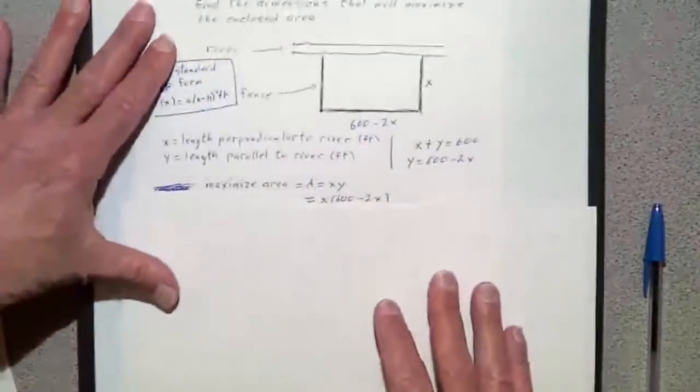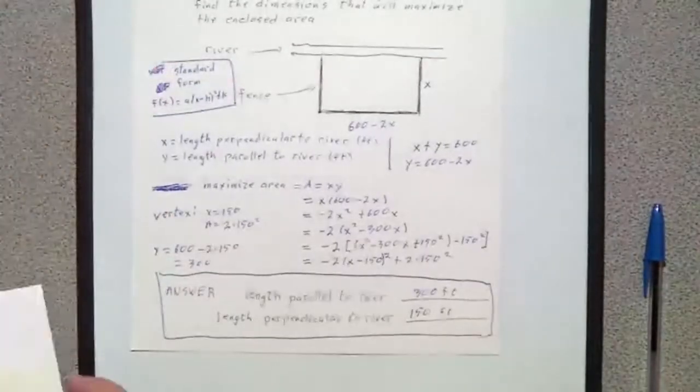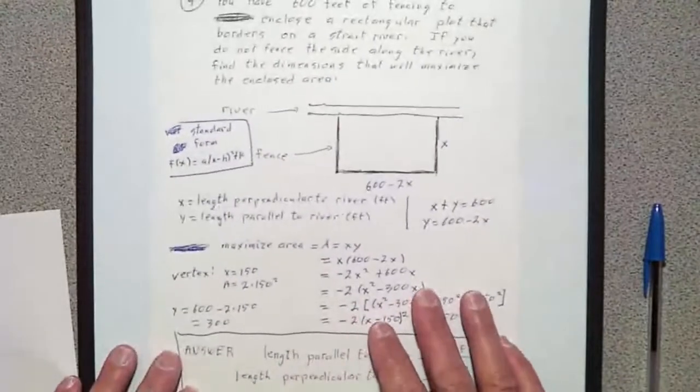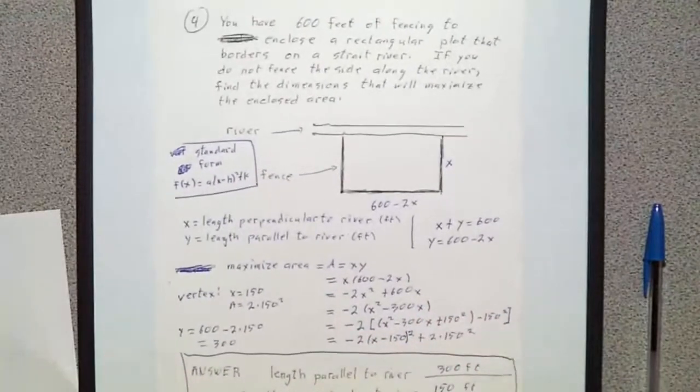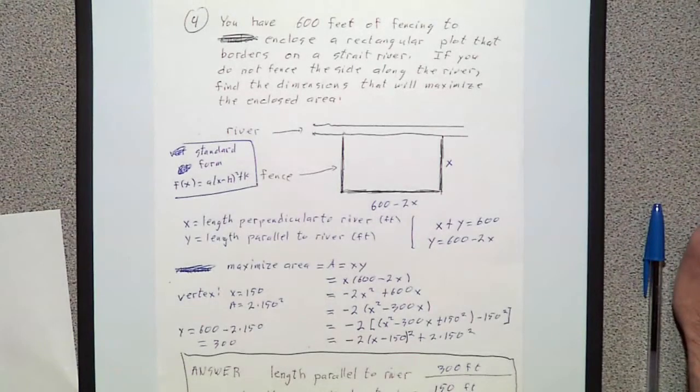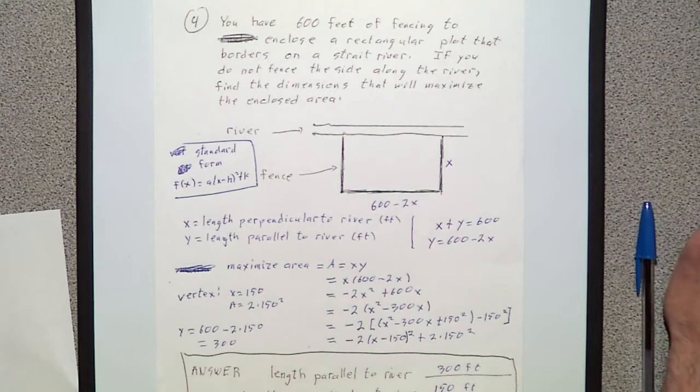Problem 4 is literally a homework problem. This is homework 15, section 3.1, exercise 55. You have 600 feet of fencing to enclose 3 sides of a rectangular plot. Find the dimensions that will maximize the enclosed area. So this is a word problem. We have to turn it into a math problem.